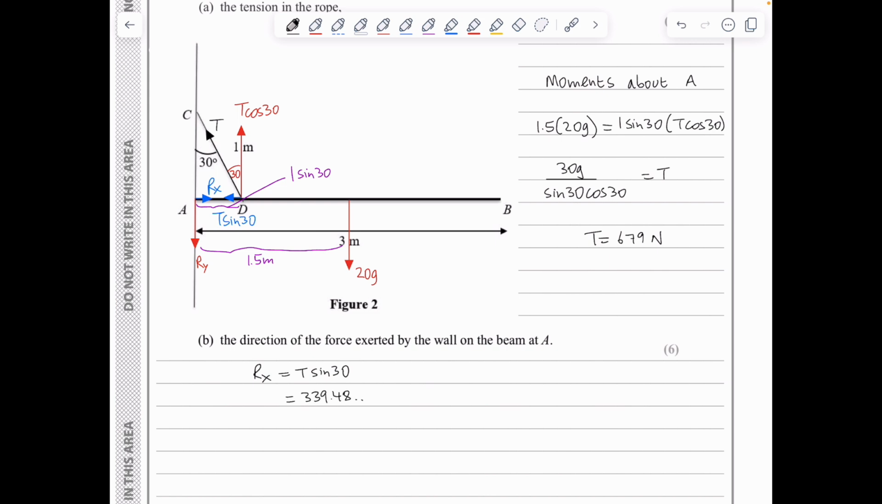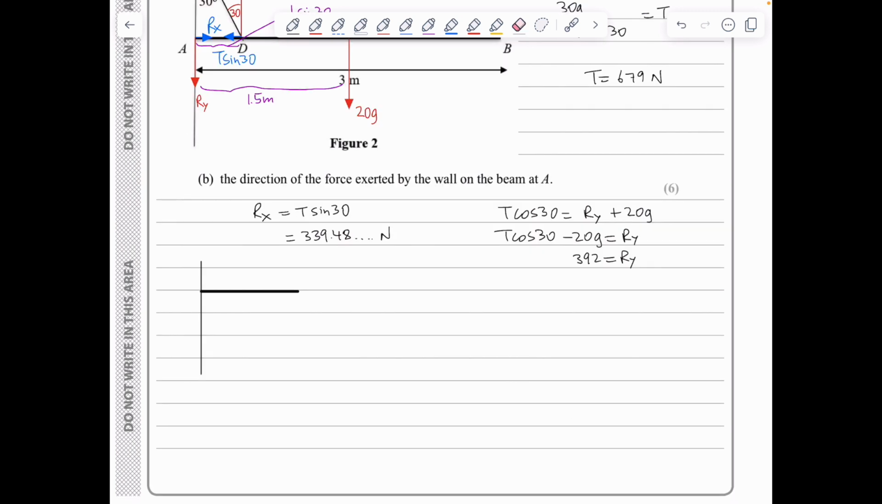So this gives me 339.48 newtons. Looking at the vertical components, the forces acting upwards are T cos 30, and it must be equal to the forces acting downwards, which is Ry plus 20g. So we've got T cos 30 minus 20g is equal to Ry, and you put this on the calculator, we get that Ry is 392 newtons.